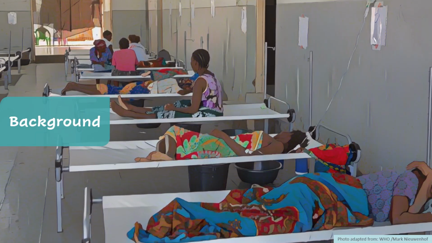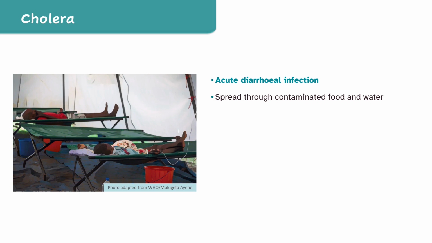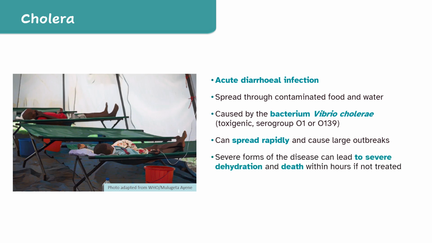Before we dive in, let us quickly remind you what cholera is and what surveillance is. Cholera is an acute diarrheal infection which spreads through contaminated food and water. It is caused by the bacterium toxigenic Vibrio cholerae, serogroup O1 and O139. Cholera can spread rapidly and cause large outbreaks. Severe forms of the disease can lead to severe dehydration and death within hours if not treated. However, it is preventable and easily treatable.